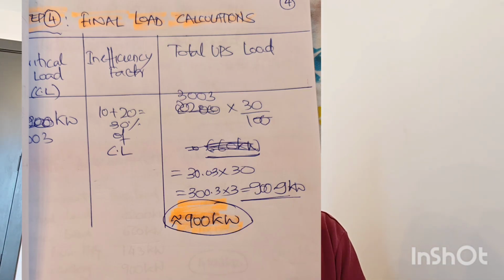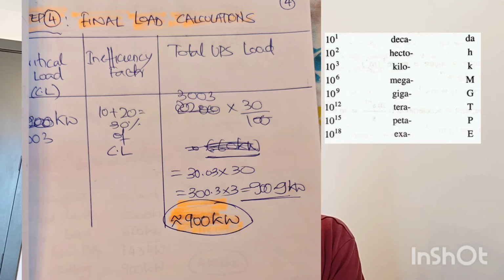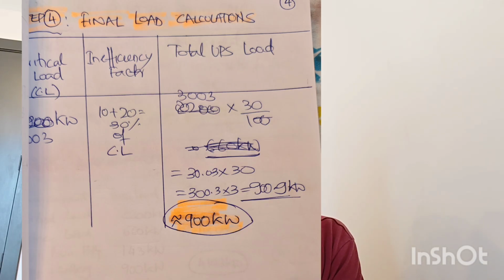Now, step 4, the final load calculations. So here you have the critical load, that was 3003 kilowatt or 3.003 megawatt. Mega is 10 raised to 6, kilo is 10 raised to 3, just for those who don't know. Inefficiency factor, we calculated 10 plus 20, 30% of the critical load. So that gave us 3003. That is the final load, actually. 3003 times 30 by 100, 30%. And you have a total of 900.9 kilowatt. That is 900 kilowatt or 0.9 megawatt. Okay, so that's the final load.